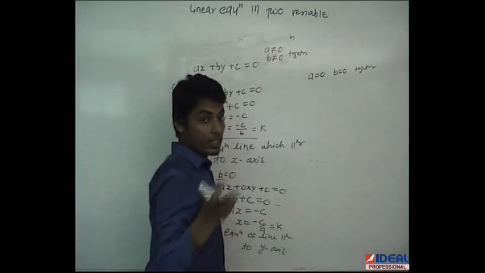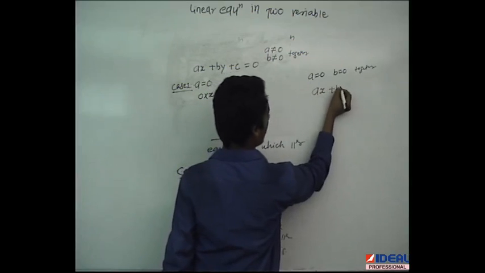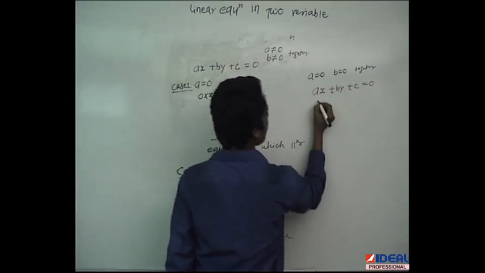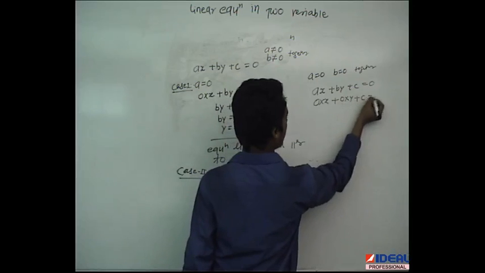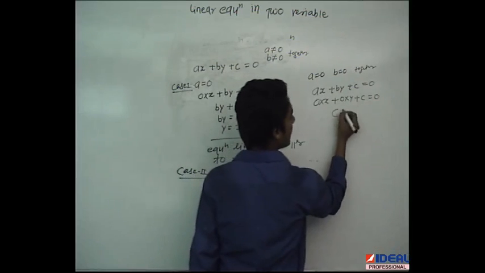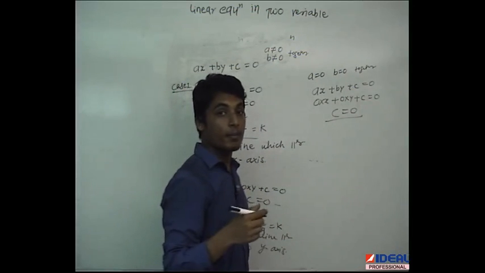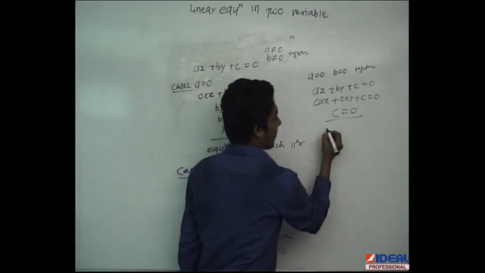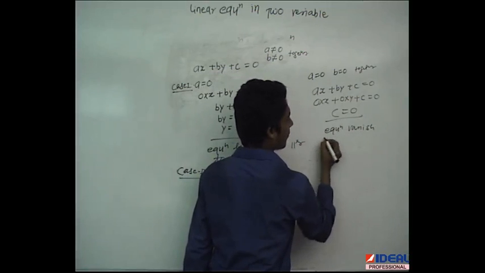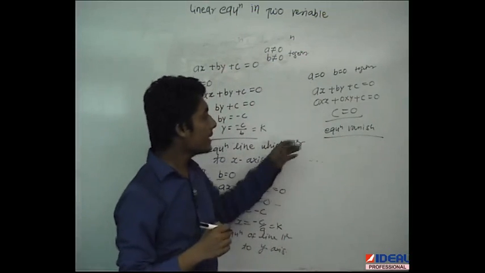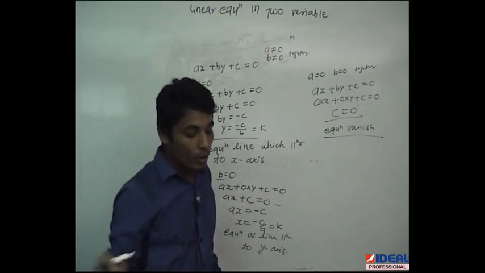And our third case, suppose we take a is equal to 0 and b is equal to 0 together. So our general equation of a line ax plus by plus c is equal to 0 becomes 0 into x plus 0 into y plus c is equal to 0. So c is equal to 0. It means our equation vanishes. For that reason we can't take a is equal to 0 and b is equal to 0 together.